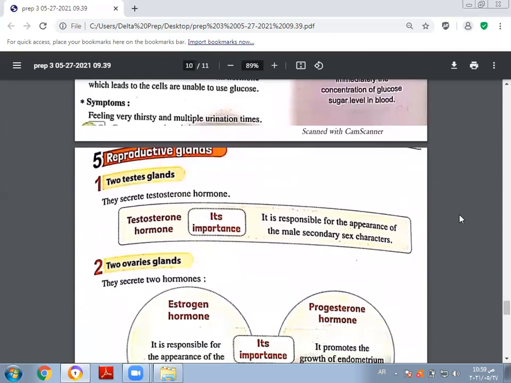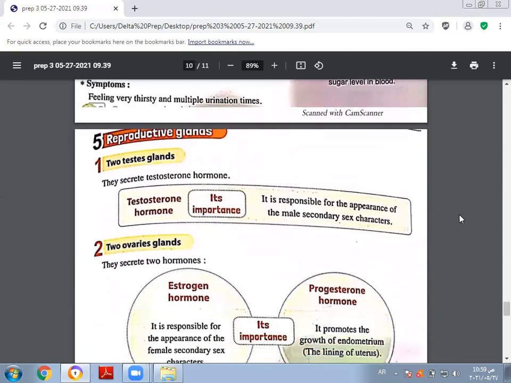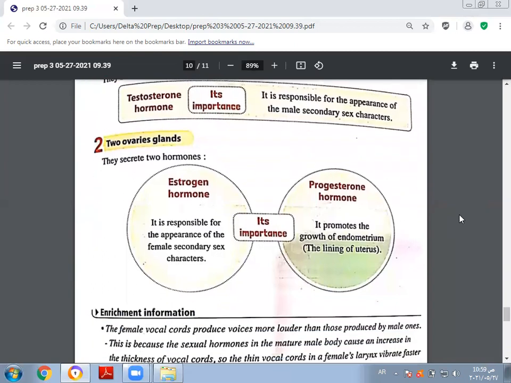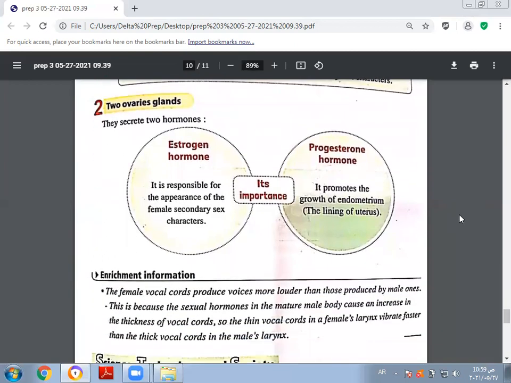The last type of endocrine glands in our body is the reproductive glands, and the reproductive glands are different in males and females. In males, we have the two testis glands, which secrete testosterone hormone. Testosterone hormone is responsible for the appearance of the male secondary sex characters. And in females, the two ovaries glands secrete two hormones, which are estrogen hormone and progesterone hormone.